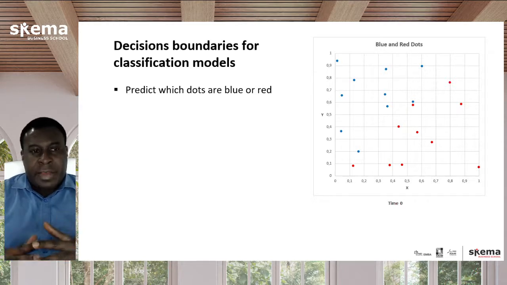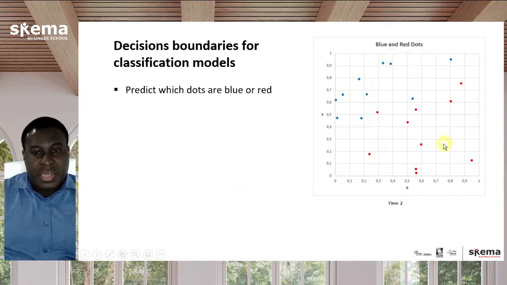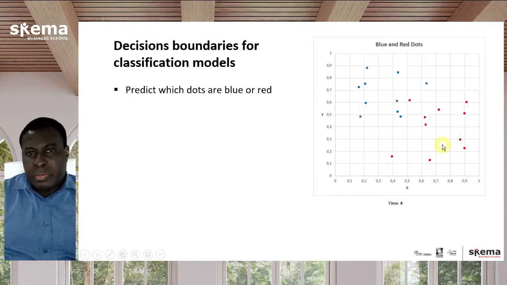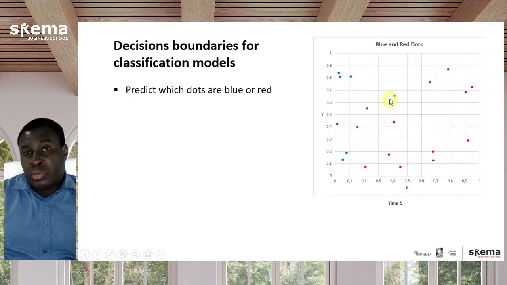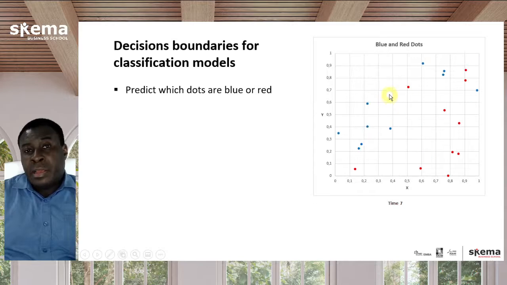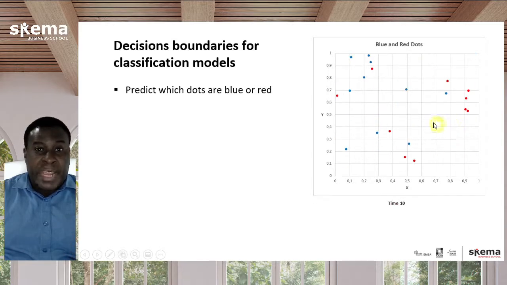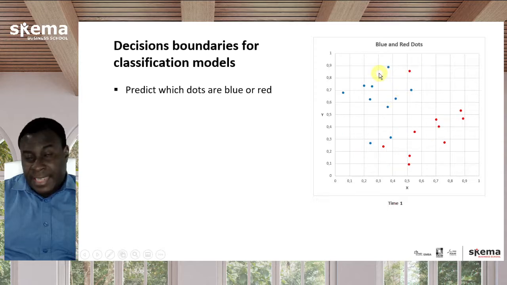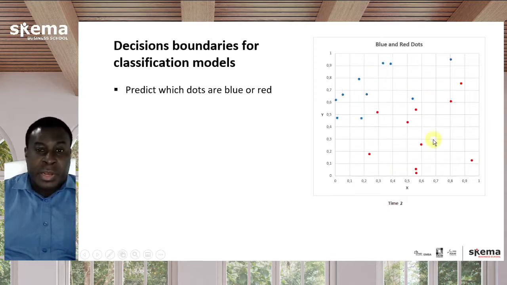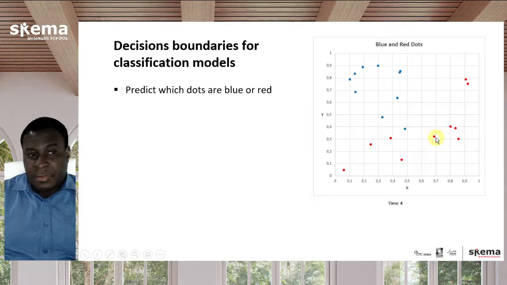Here we have a scenario in which we have two kinds of dots. We have blue dots and red dots, and they could represent many things. Like blue dots could represent the customers that buy a product, and red dots those who don't. Blue dots could represent patients that test positive for an illness, and red dots patients who test negative.